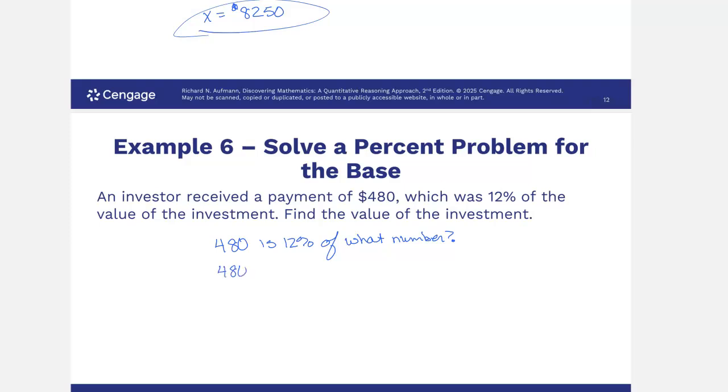So 480 is means equals. 12% is 0.12. Of means multiply. And then what is the variable x? So there's my equation to solve. So now we're going to divide by the 0.12. So x is going to be 480 divided by 0.12, which is 4,000.